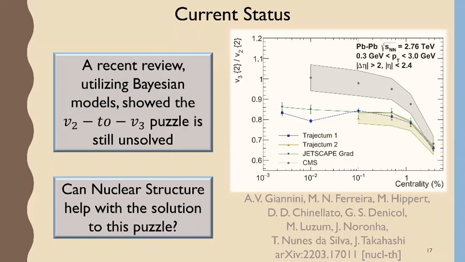Yes. The actual ratio depends on the cuts that you put in. So it's an oversimplified statement, but some measurements do have V3 larger than V2. It depends on the pT cuts especially. In the plot that you first showed, CMS clearly had a V3 that was larger, at 0 to 1% centrality.